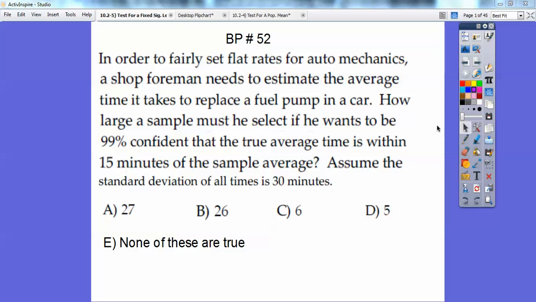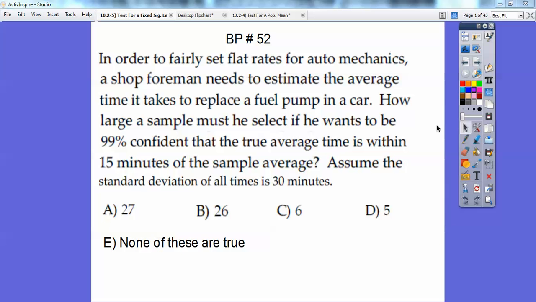In order to fairly set flat rates for an auto mechanic, a shop foreman needs to estimate the average time it takes to replace a fuel pump in a car. So how large a sample must he select if he wants to be 99% confident that the true average mean is within 15 minutes of the sample average? Assume that the standard deviation of all times is 30 minutes.